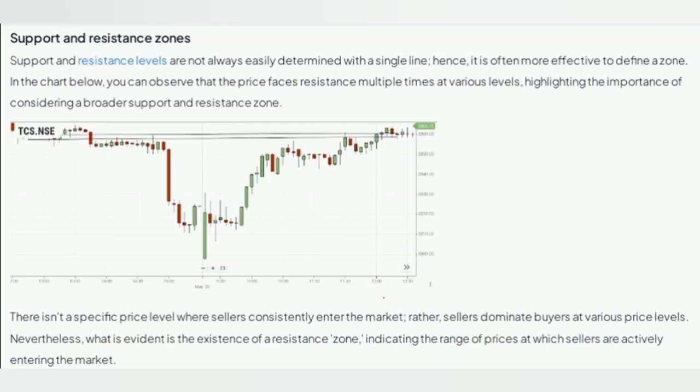Support and resistance zones. Support and resistance levels are not always easily determined with a single line, hence, it is often more effective to define a zone. In the chart below, you can observe that the price faces resistance multiple times at various levels, highlighting the importance of considering a broader support and resistance zone. There isn't a specific price level where sellers consistently enter the market, rather, sellers dominate buyers at various price levels. Nevertheless, what is evident is the existence of a resistance zone, indicating the range of prices at which sellers are actively entering the market.